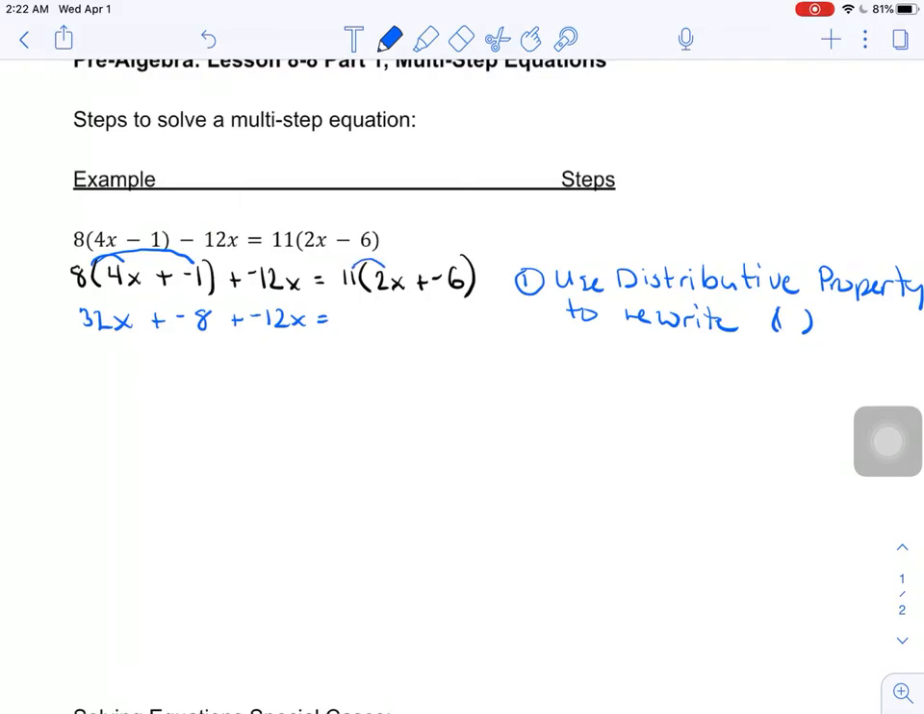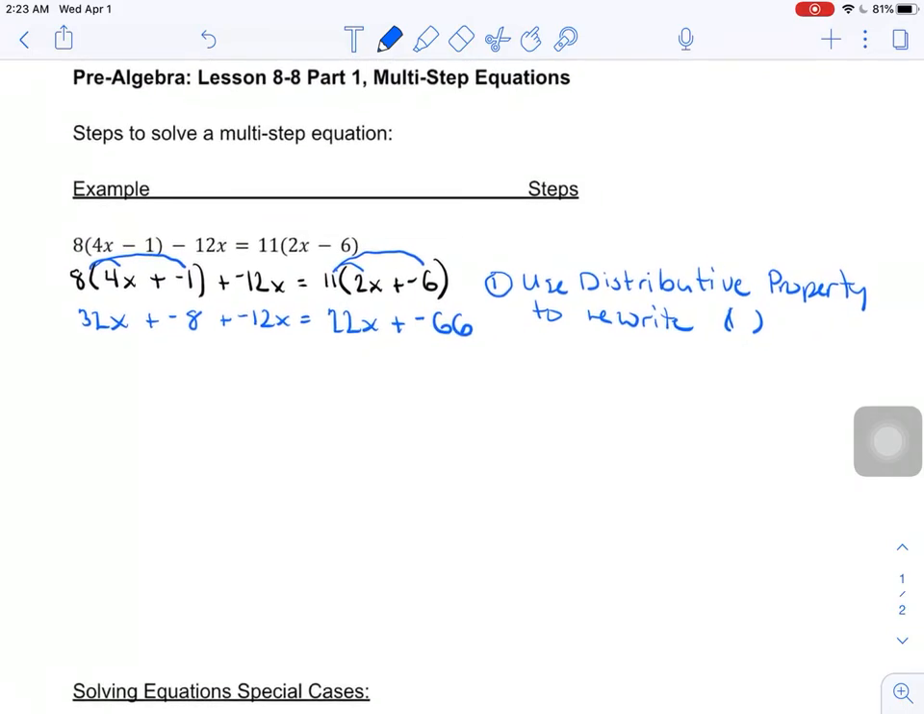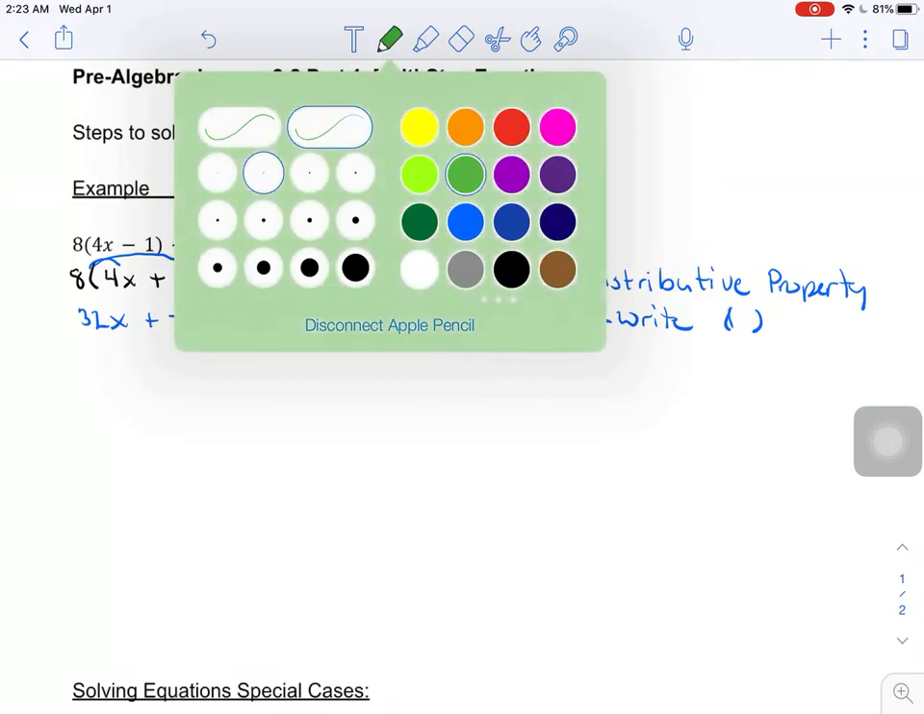And now we've got another set of parentheses. So the next set of parentheses wants us to multiply everything by 11. So now we have to go through and multiply everything by 11. So 11 times 2x is 22x. And then plus 11 times negative 6 is negative 66. So that's our first step.